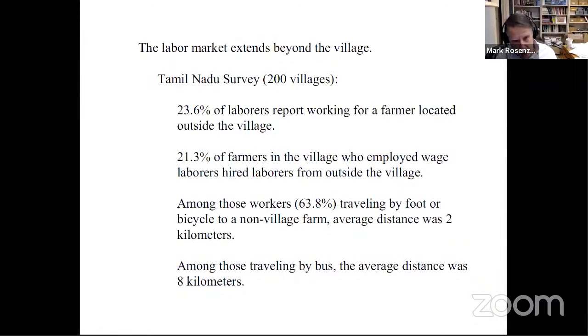What the Tamil Nadu survey tells us, which is a survey of 200 villages in Tamil Nadu, is that almost a quarter of the laborers report working for a farmer located outside the village. The farmers themselves tell us that over a fifth of the laborers they hire come from outside the village. And among the workers who travel by foot or bicycle to another village, the average distance is 2 kilometers. Then there's a whole set of workers, more than 30%, who travel by bus, and the average distance there is 8 kilometers. So there's a lot of travel costs involved in contracting on a daily basis with labor.